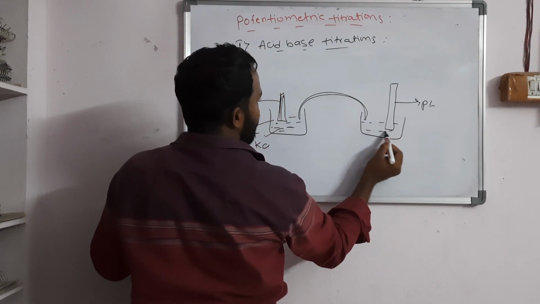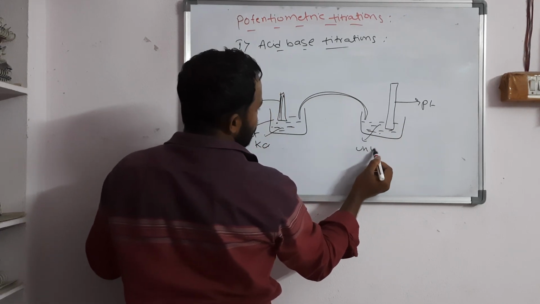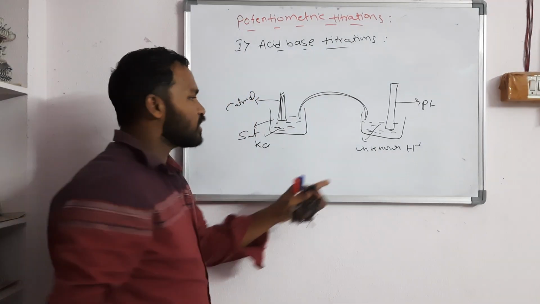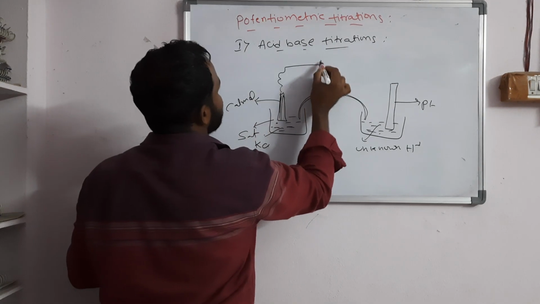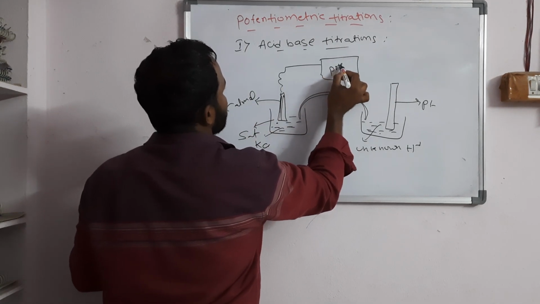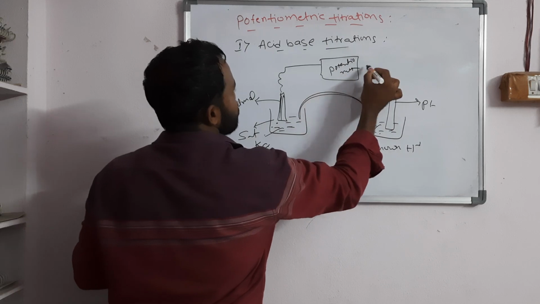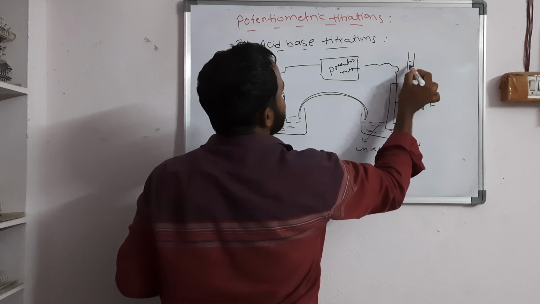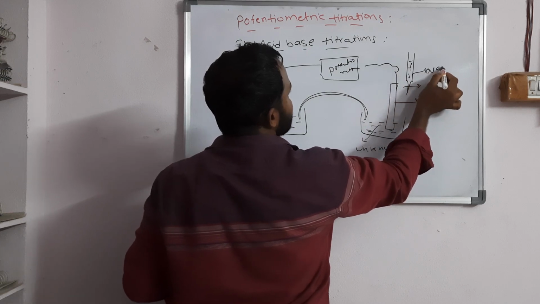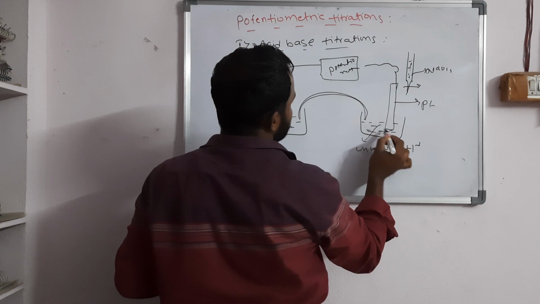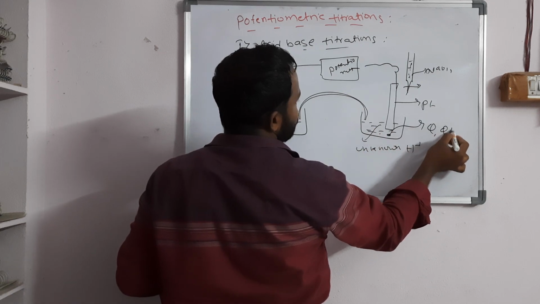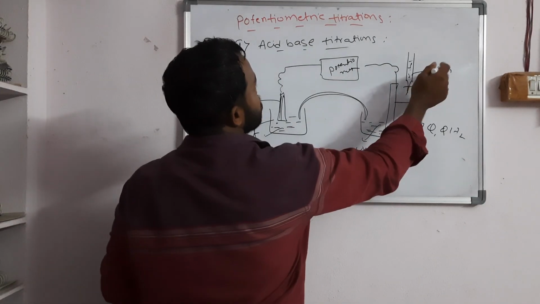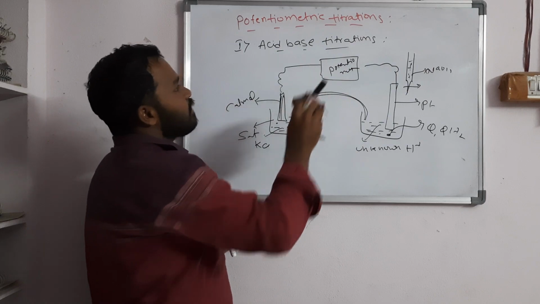In this I am taking the unknown solution; I am going to calculate the unknown H+ ion concentration. Both electrodes are connected with the potentiometer. From the burette I am going to add the titrant, NaOH. In this I am going to take a pinch of quinhydrone powder, Q QH2. This is the experimental setup for acid-base titrations. The acid is H+, the base is NaOH.